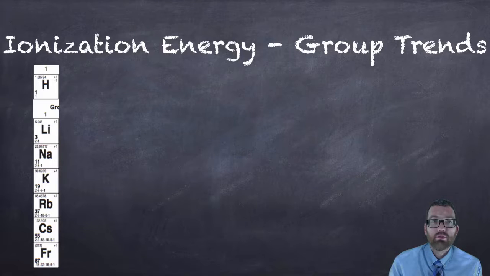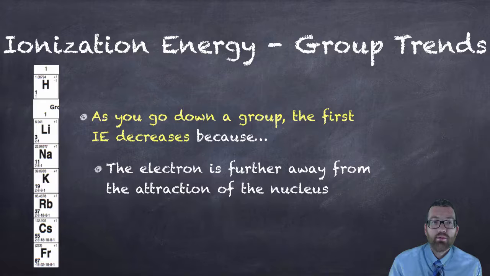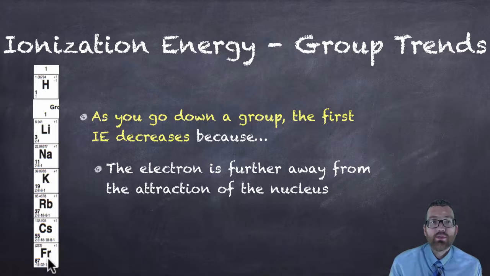All right, now let's look at some of the group trends for ionization energy. So as you go down a group, the first ionization energy decreases because the electrons are further away from the attraction of the nucleus. So hydrogen only has one shell, and as we go down the group, we add a shell every single time. So francium, which has 7 shells, has more electrons in the way, so it's a greater shielding effect, and also that last electron is further away from the attractive forces in the nucleus.